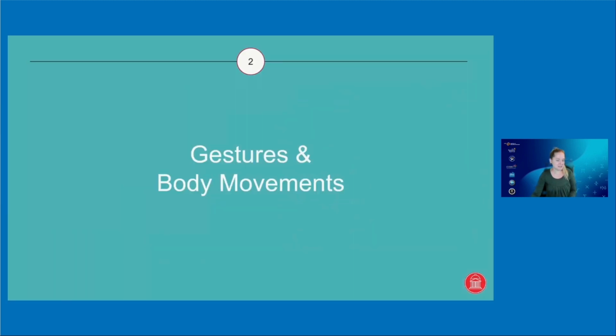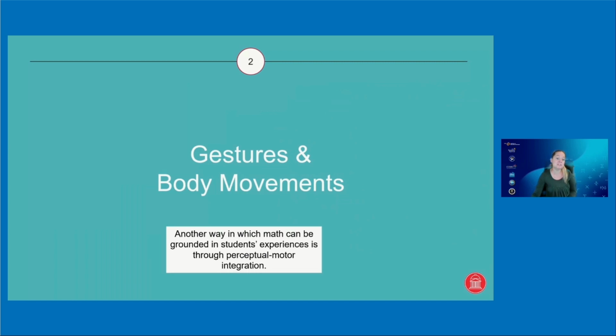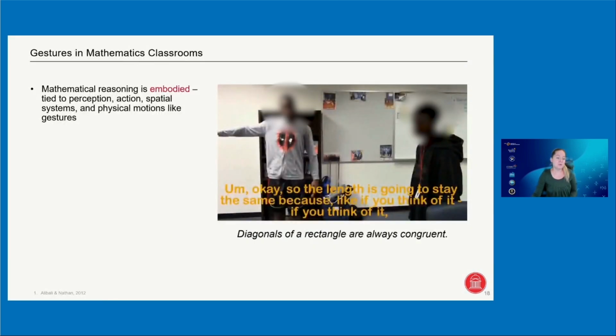So I've talked about contextual grounding. Now I'm going to move to talk about perceptual grounding, which is another way that math can be grounded in students' experiences through perceptual motor integration. So when we think about gestures in the mathematics classroom and their potential, this relies on the idea that mathematical reasoning is embodied. It's tied to perception, action, and spatial systems, and physical motions like gestures. So I'm going to show an example of this.